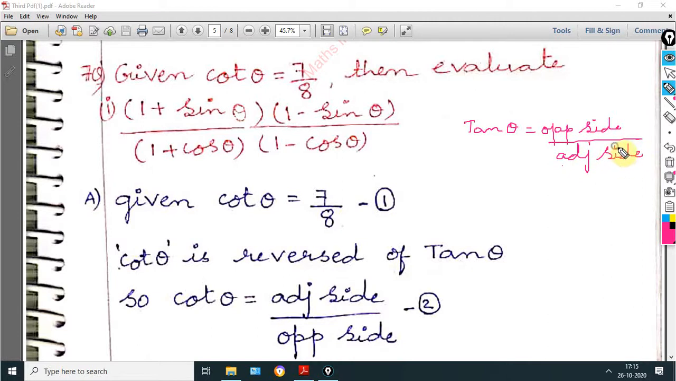Now what is cot theta? It is the reverse of this tan theta. So what will we get? First adjacent side by opposite side will come. So cot theta equal to adjacent side by opposite side. It is the reverse of tan theta, so the reverse will be first adjacent side, next opposite side. Reverse of tan theta is cot theta.